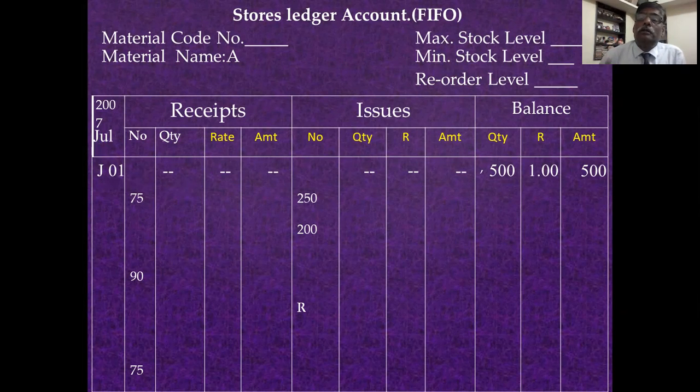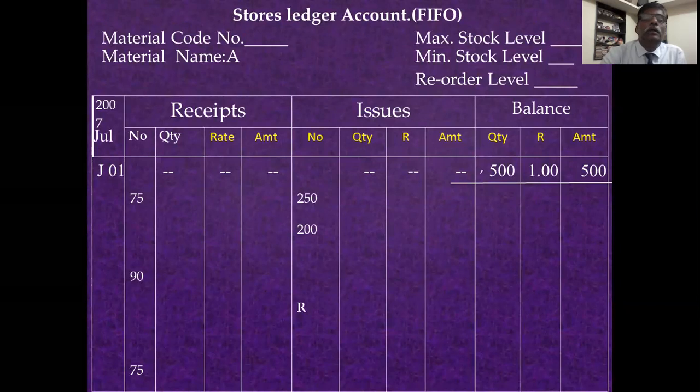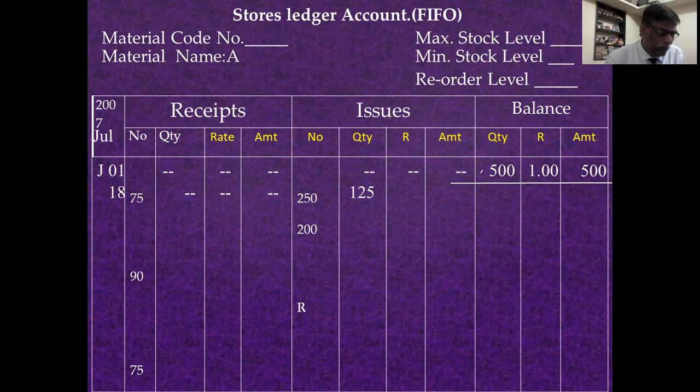And 10th January is date ordered but not received. Ordered but not received, so don't enter in the store ledger. And 18th is issue. So you put the quantity in the issue column. 18 is the date, requisition number is 250. You put the number. Quantity issued 125 at the rate of 1, that is 125. Balance is 375 quantity, rate is 1, amount is 375.